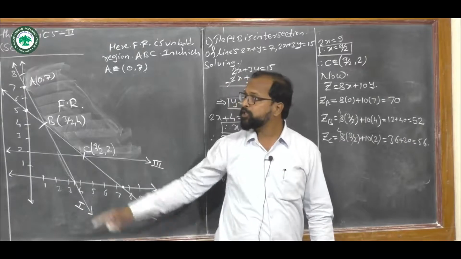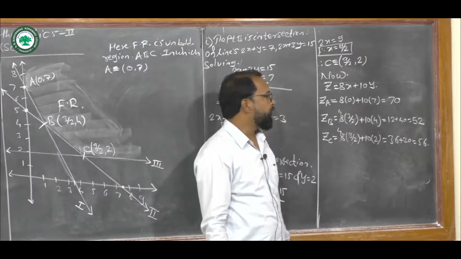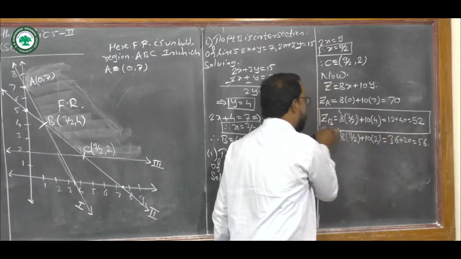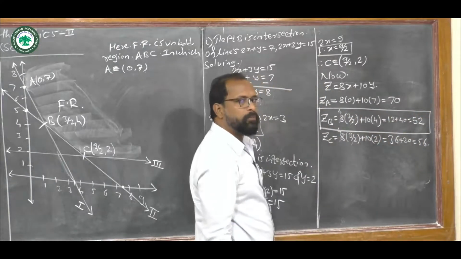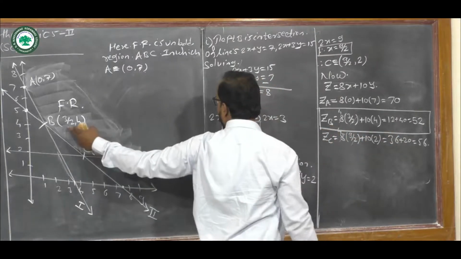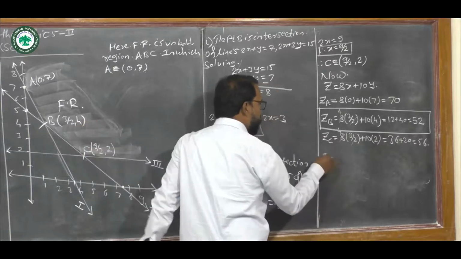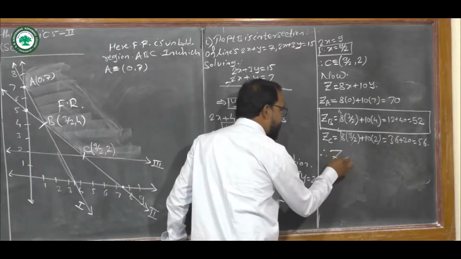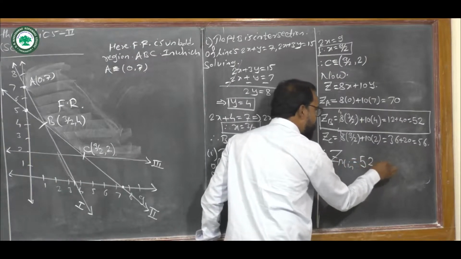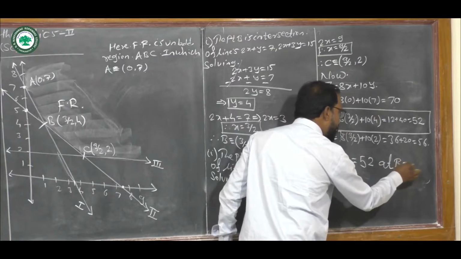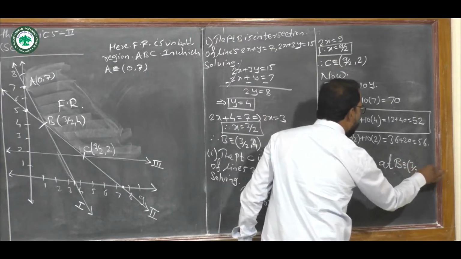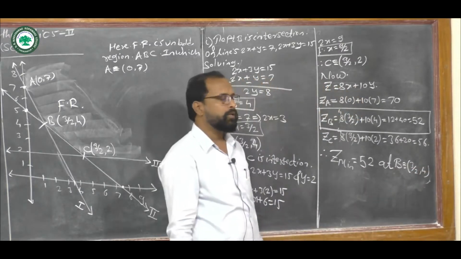Now the objective function is to minimize z. And observe here, the minimum value of z is 52, which is at point B, that is the point 3 by 2 and 4. So here we write, therefore z minimum equals 52 at point B, and the coordinates of B are 3 by 2 and 4.